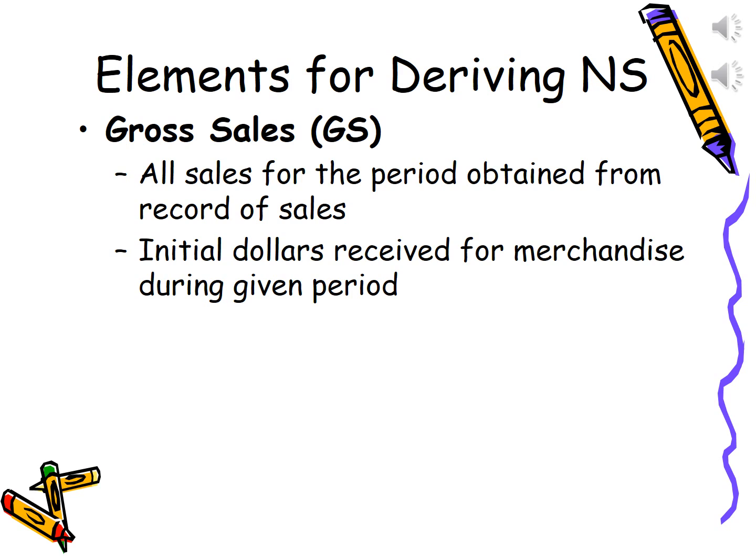First, let's take a look at gross sales. Gross sales basically mean all sales dollars for a period that you obtain from all records of sales. So all the initial dollars that you receive from all the merchandise that you sell during a given period.